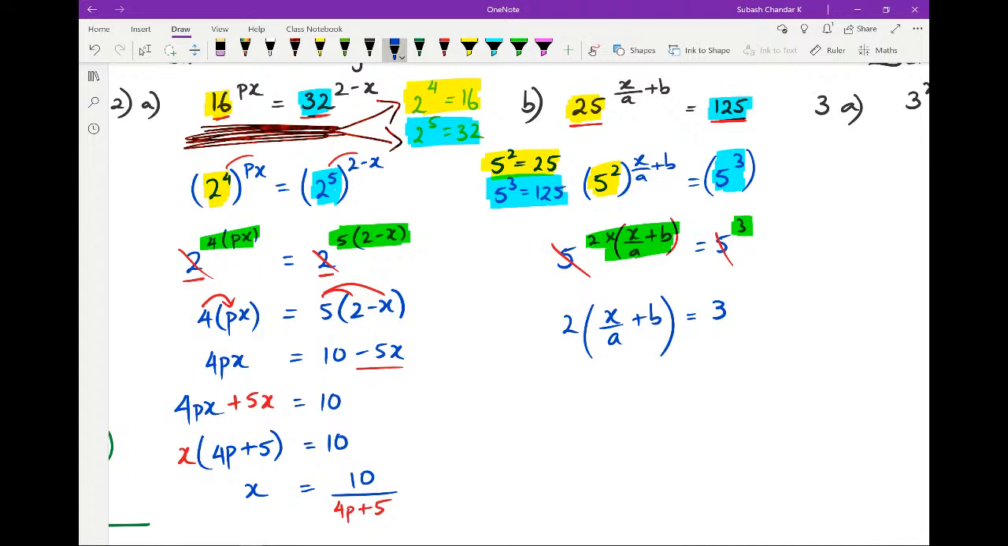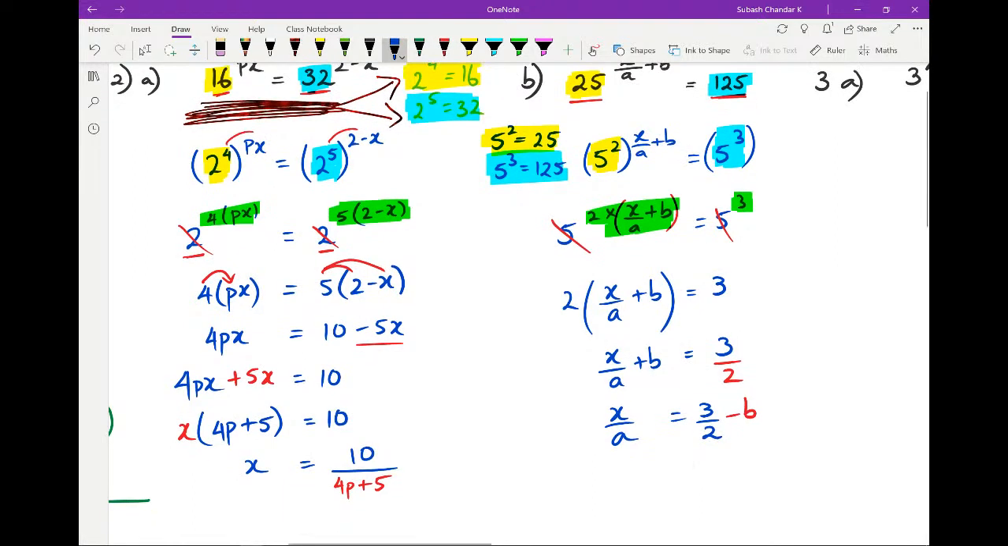Okay, so at this point, because I want to have x by itself, I'm going to get rid of the 2. So I'm going to have x over a plus b is equal to 3 divided by 2. Then I've got x over a equals 3 over 2 minus b, because when I bring b to the other side, it's the opposite of that symbol. And then finally, I've got x is equal to, I'm going to put 3 over 2 minus b in a bracket, and a will be multiplied by that bracket.